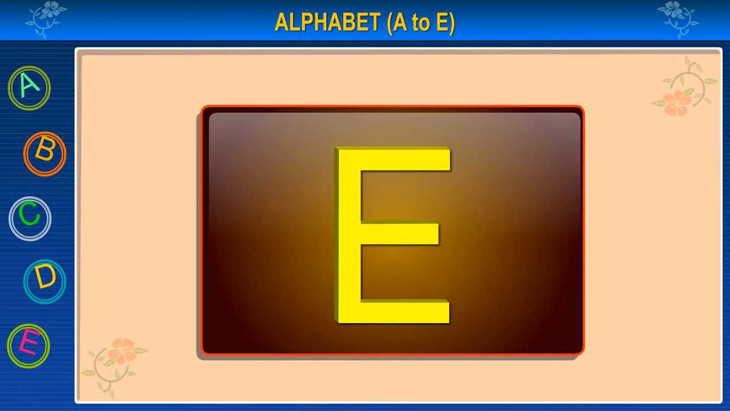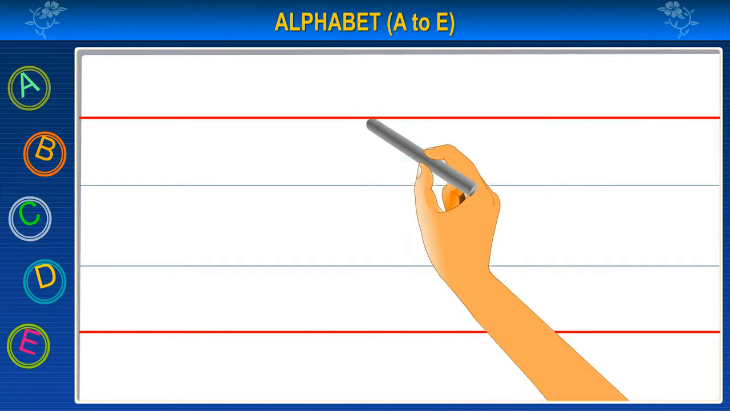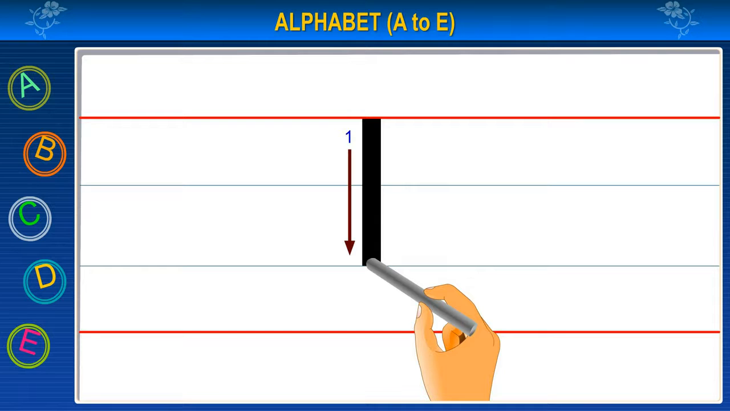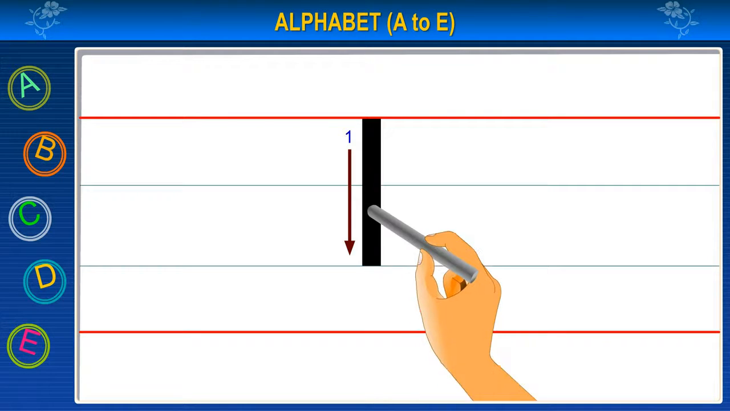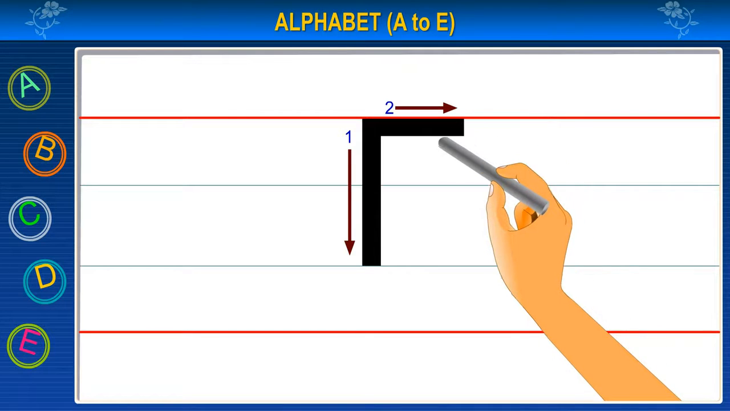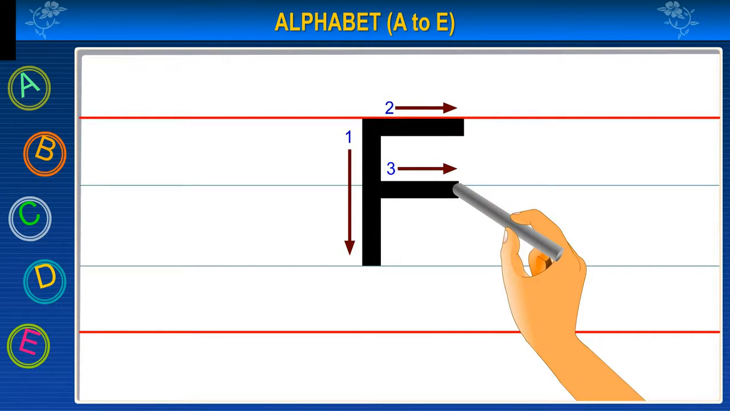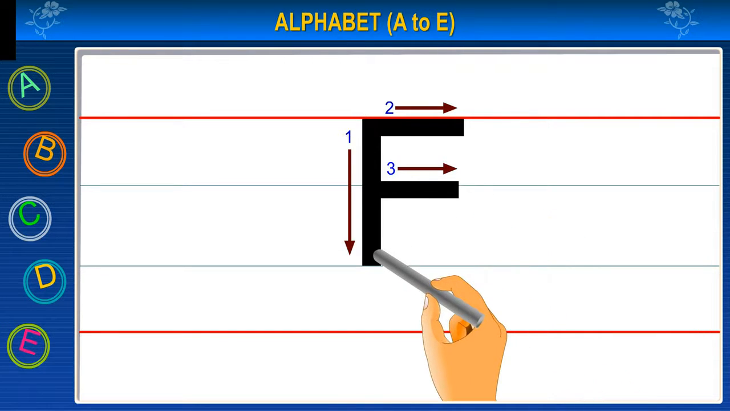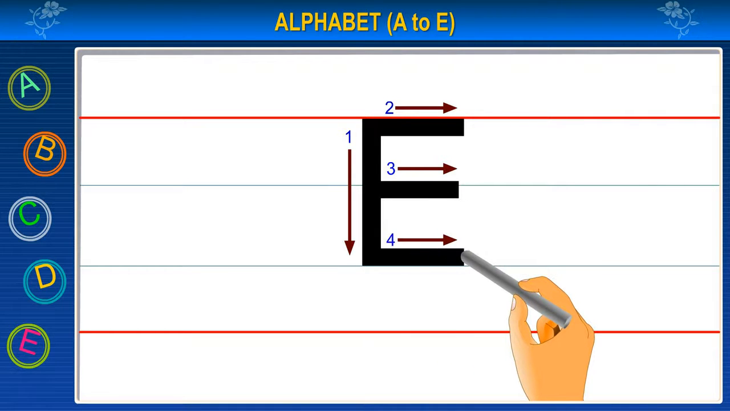Capital E. Draw a standing line between the first red line and second blue line. Now, draw a sleeping line from top of the standing line and draw another sleeping line from the middle of the standing line. Finally, draw the other sleeping line from the end of the standing line. This is capital E.